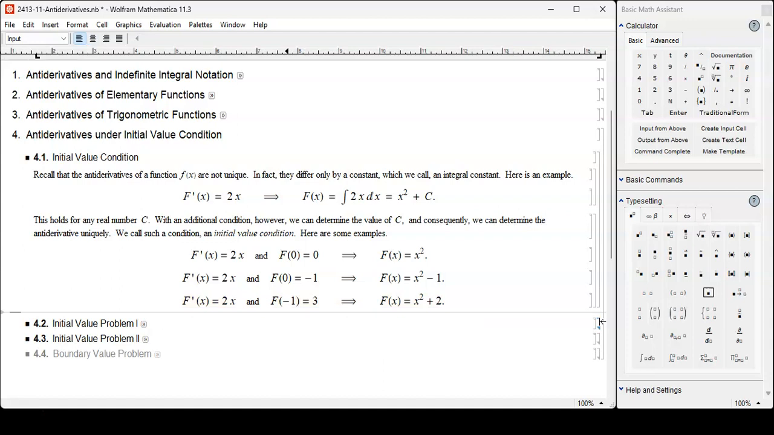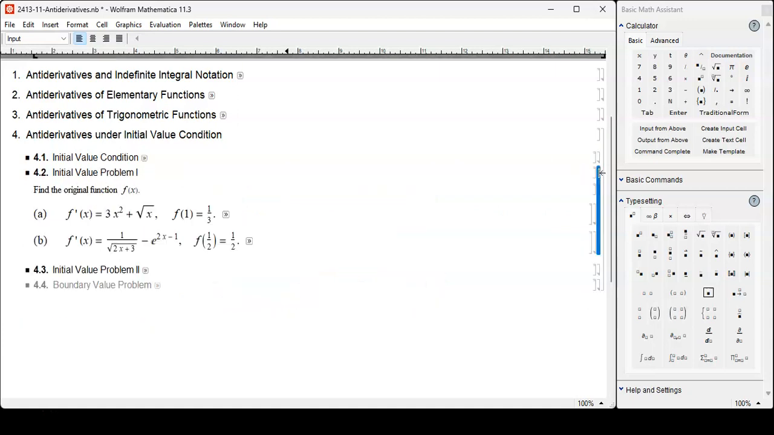This kind of things are initial condition, and these kind of problems are called initial value problems. Here's some examples of initial value problems. Find the original function when the derivative is like this. And then you can use this initial condition. Well, basically, you're determining plus c.